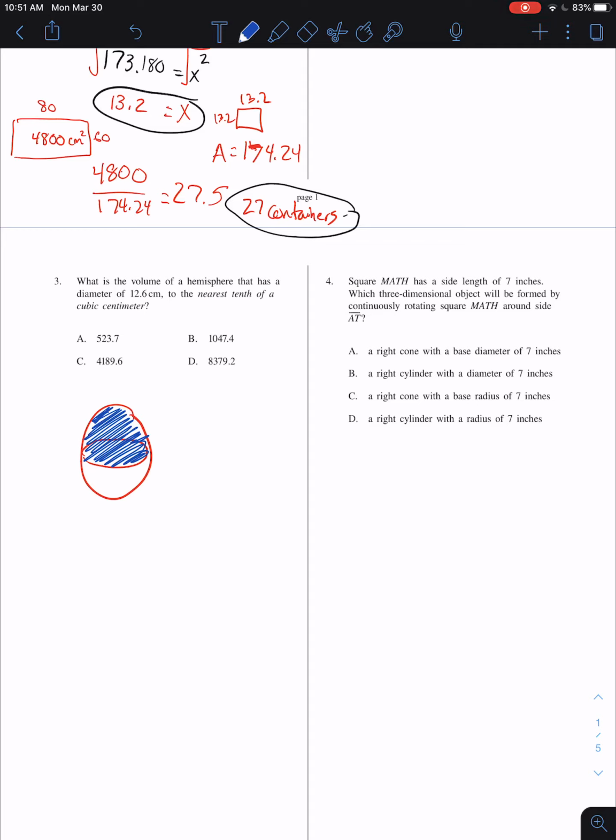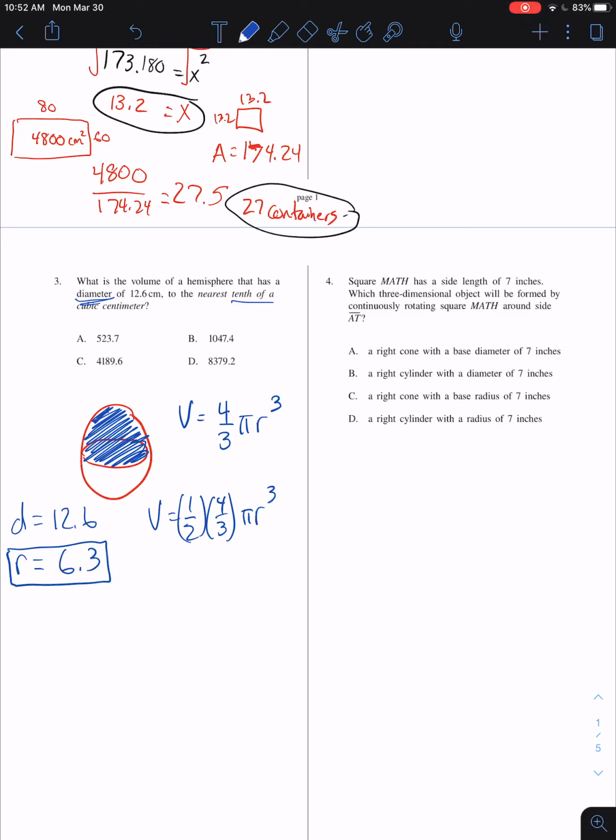So we go to our formula sheet, okay, and you can look on your formula sheet and see that the volume of a sphere is 4/3 pi r cubed. Now we have half of that, so we're going to have 1/2 times 4/3 times pi times r cubed. We're rounding to the nearest tenth. And the other part that we have to take into account is they've told us the diameter is 12.6. Remember, our formula needs radius, so we need to use 6.3. Okay, so we're going to use that radius of 6.3.